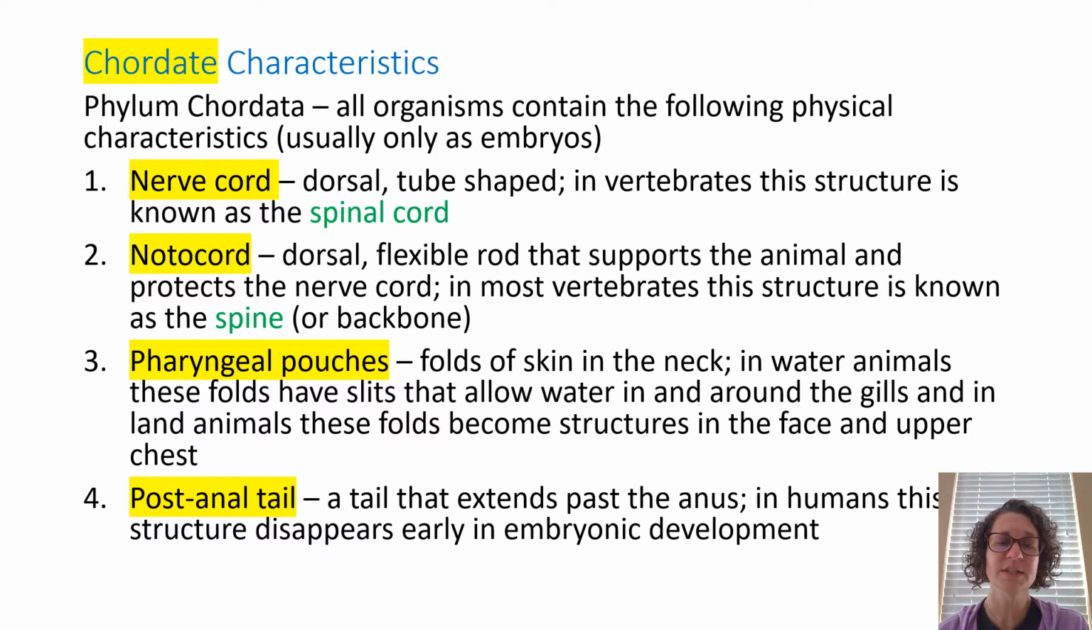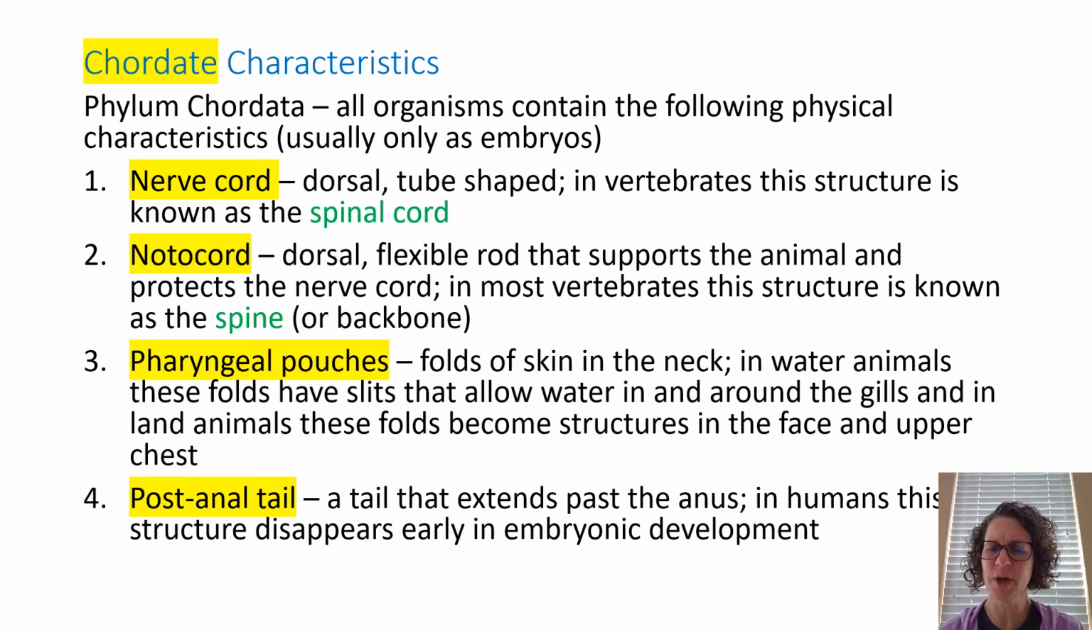Then these organisms as embryos also usually have what is called a notochord. And this is, again, on the back. It's a flexible rod that is also very strong. It supports the animal, helps in, like our case, to be upright, or it also is an attachment point for the rib cage and the shoulders and the hips and all that kind of stuff. And its job is to protect that nerve cord. And so in vertebrates, this structure eventually develops into the spine or the backbone.